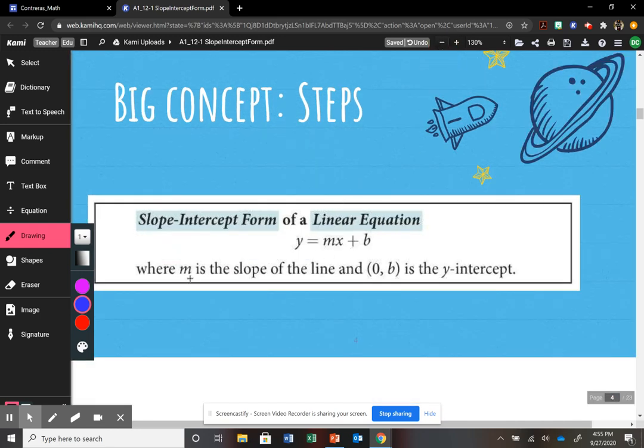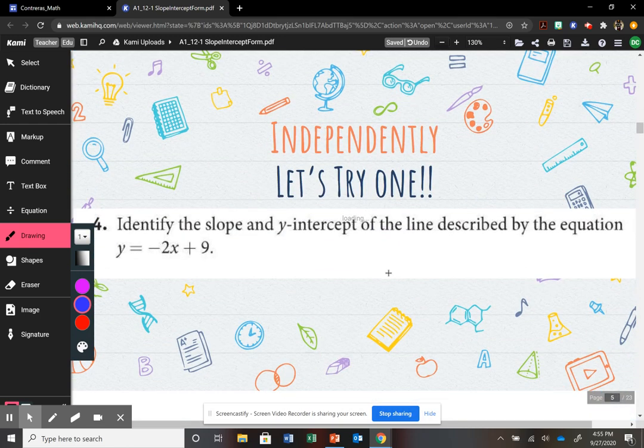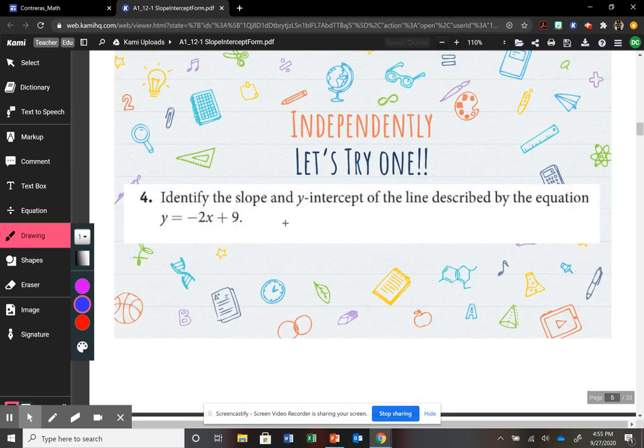All right. So our big concept here is our slope-intercept form, which is y equals mx plus b, where m is the slope and b represents the y-intercept, 0, comma b. All right, so let's try this one. Find the slope, which is m, and our y-intercept, which is considered b, right? Y equals mx plus b. So here our m is -2, and our b is 9. So that means we have our ordered pair at 0, 9. And this means we have a negative slope. So it is decreasing.